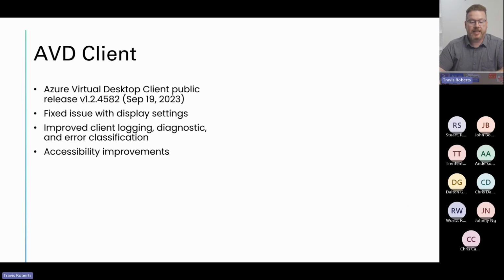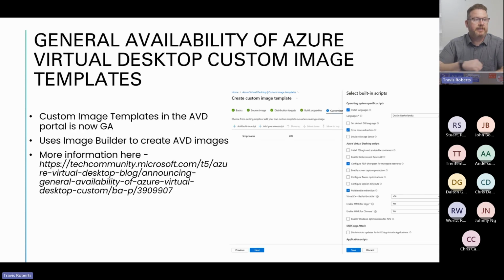AVD update. There's a client update that came out in September. It fixed some issues with the display settings, improvement in client logging, diagnostics, and error reporting. And then there's also accessibility improvements with that. I think most organizations have auto update on that, but if not, you might want to check that out.